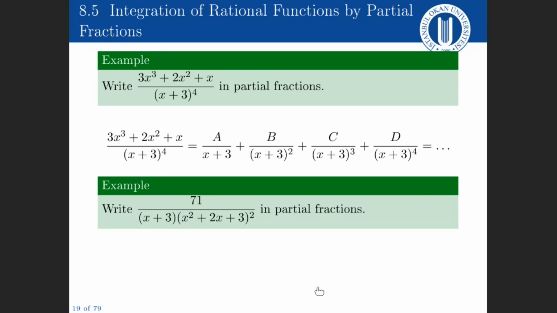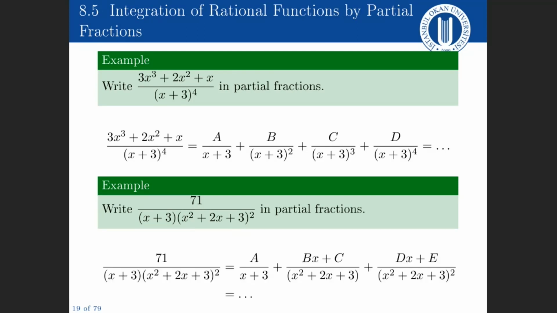For example, write 71 over (x plus 3)(x squared plus 2x plus 3) squared in partial fractions. On the bottom, there's 3 factors, but 2 of them are the same. There's an x plus 3, and there's an x squared plus 2x plus 3. So we need to write it like this. We need to have something over x plus 3, something over x squared plus 2x plus 3, and something over x squared plus 2x plus 3 squared.